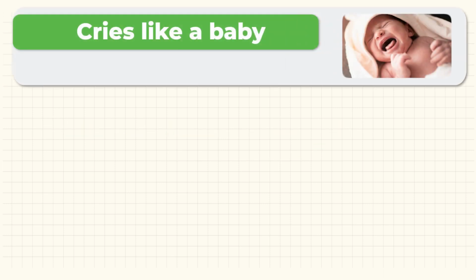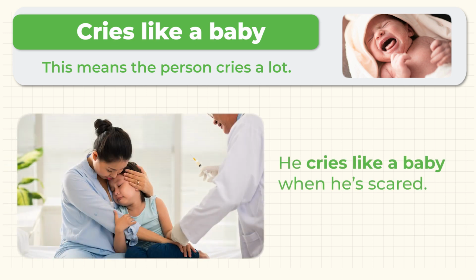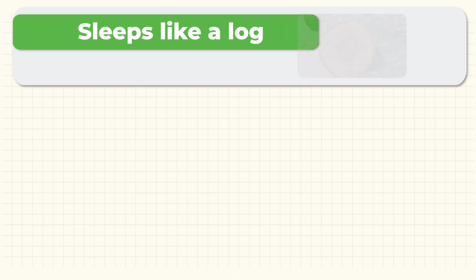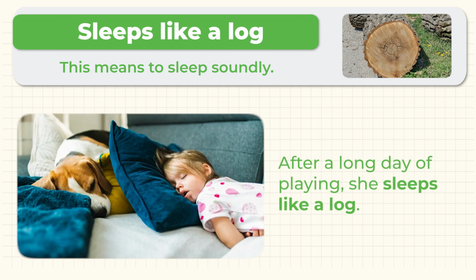Cries like a baby. This means the person cries a lot. He cries like a baby when he's scared. Sleeps like a log. This means to sleep soundly. After a long day of playing, she sleeps like a log.